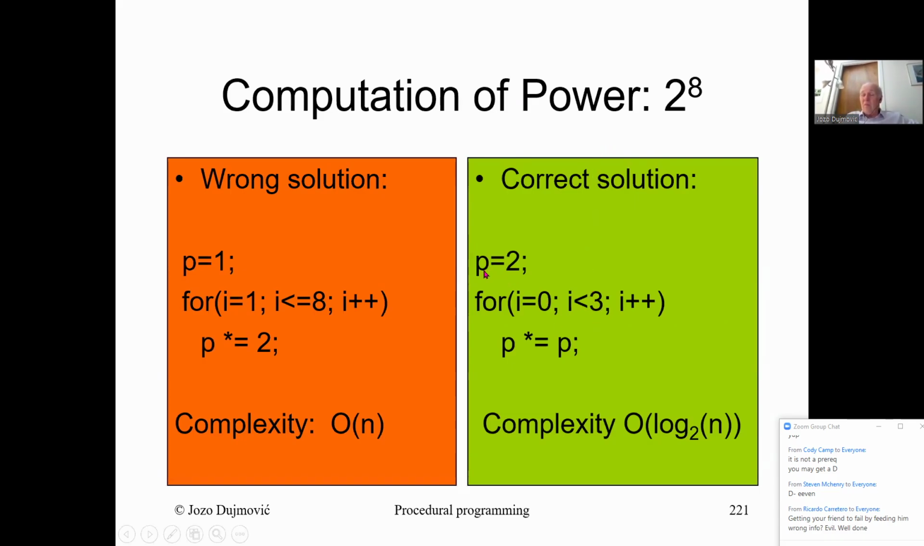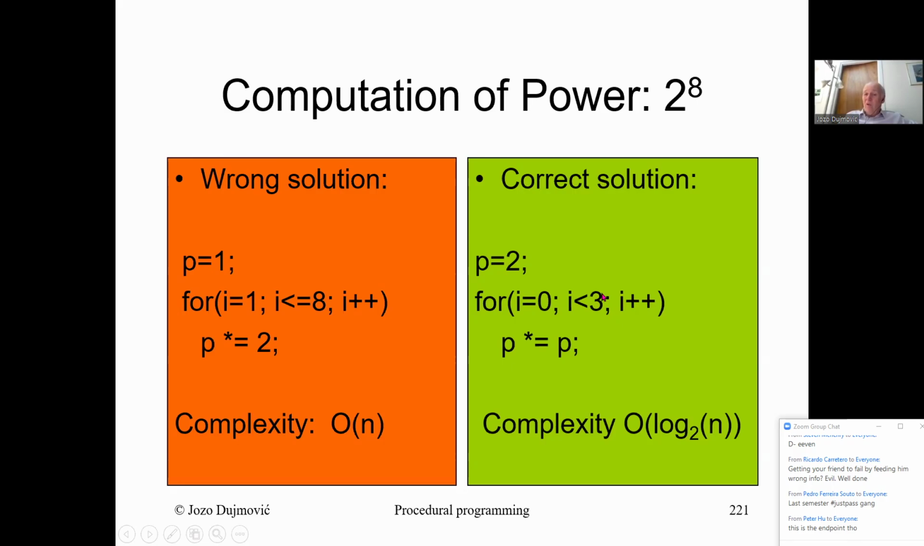It is practically taking this product 2, and then it is multiplying p is p times p. And by doing that, you have only 3 iterations. Here you have 8, and they have 3. And practically the complexity is O of logarithm of n, not O of n, as you have here.